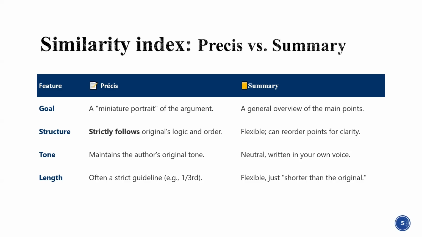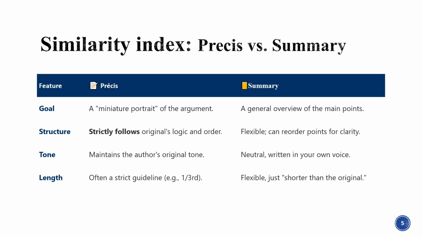And in tone, a Precis maintains the author's original tone. As I said earlier, you need to follow the same tone that the original writing has. But whenever you write a summary, it could be neutral and written in your own voice. You might have read the text and design your own point of view when you are doing the summary. But in a Precis, you cannot do that. You have to design the same thing that the original work has.